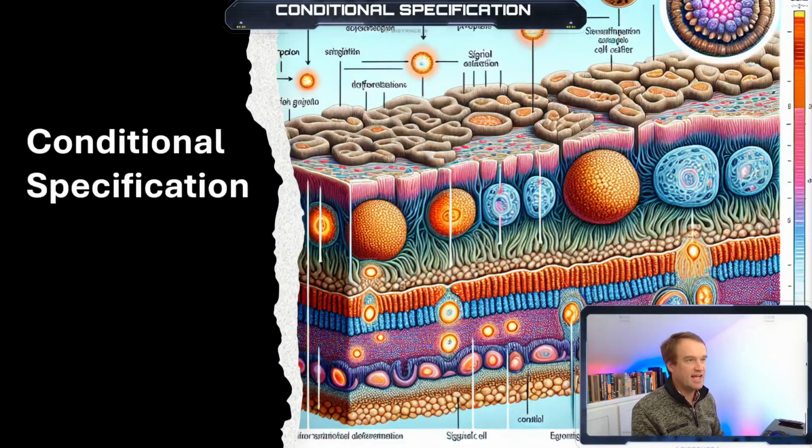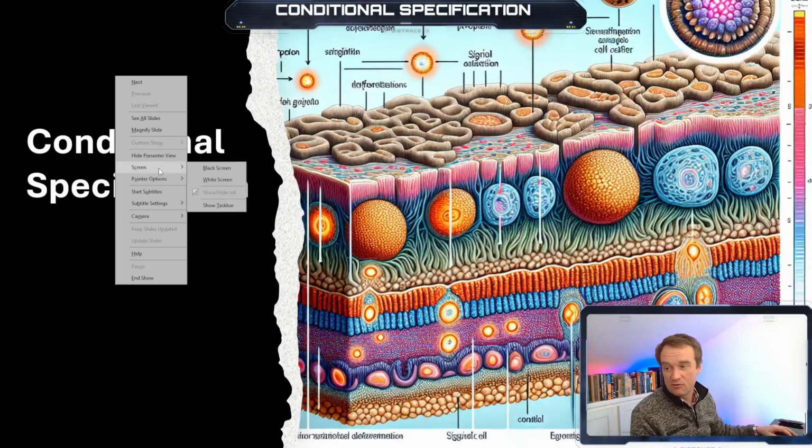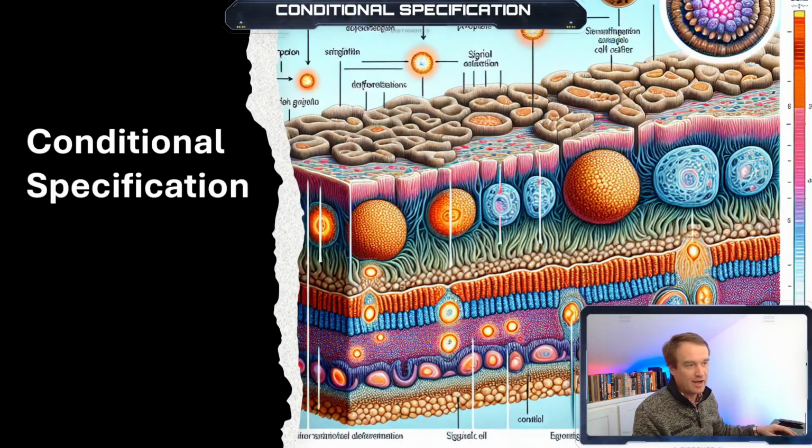All right, we're moving on to conditional specification. So another ridiculous figure, some sort of bar heat map thing on it. But this does show, conditional specification is much more reliant on your environment for what kind of cells you become, right?